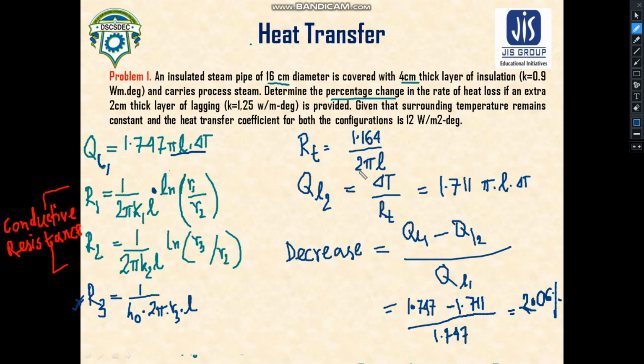And then using this simple formula, Q equals delta T divided by the sum of thermal resistances, which is the formula for heat loss, we calculated the heat loss in both the cases. We found that in the first case it became 1.747 pi L delta T, and in the second case it became 1.711 pi L delta T.